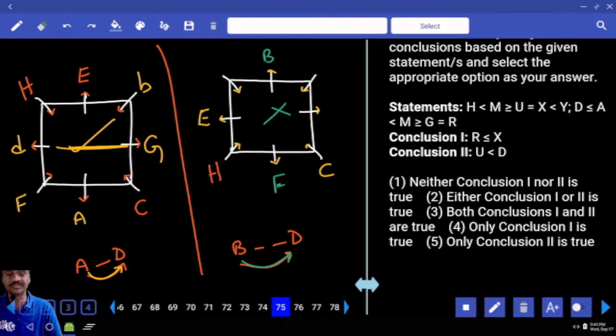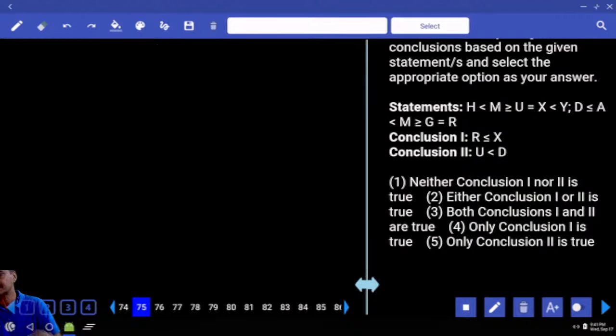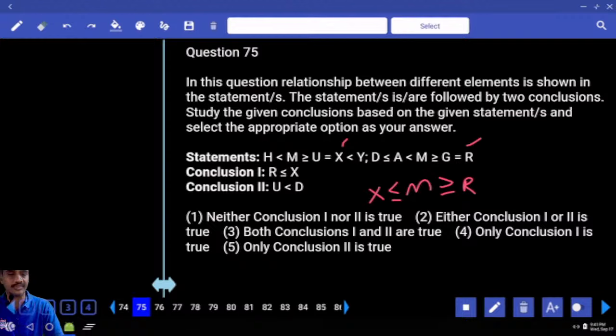Now in this first priority 75 to 77, the relation between R and X. Where is R and where is X? R is here, X is here. Which element is common? M is common. M greater than or equals to R. And M greater than or equals to X, means X lesser than or equals to M. Then between these two, opposite symbol. Opposite symbol, no relation.